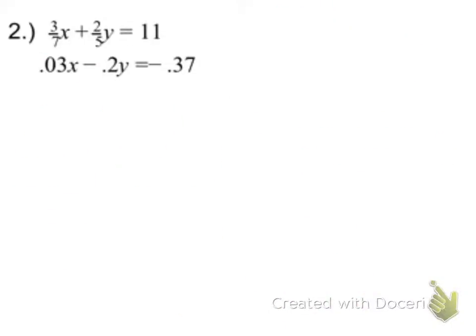Next problem with fractional equations has a fractional equation there. 3/7 x plus 2/5 y equals 11. But then we also have 0.03 or 3/100 x minus 2/10 y equals a negative 37/100. I don't like to deal with necessarily fractions, and I don't like dealing with decimals. There's actual ways to make it so there's no more fractions and no more decimals in my problem.